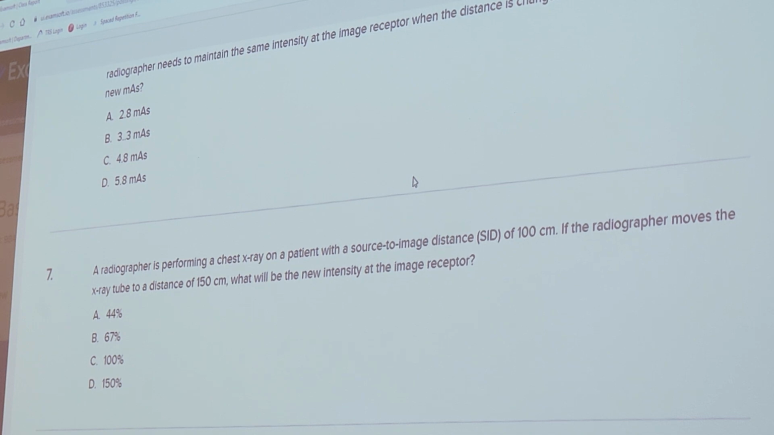So which equation will we be using for this? The inverse square law, because we want to find the new intensity. And as we all know, the farther you put the SID back, what happens to the intensity? It decreases. Since the original starting point was 100 and it goes to 150, you already know you can take these two out, B, C and D. So you're left with these two, and now you're stuck with the equation. What's the equation one more time?